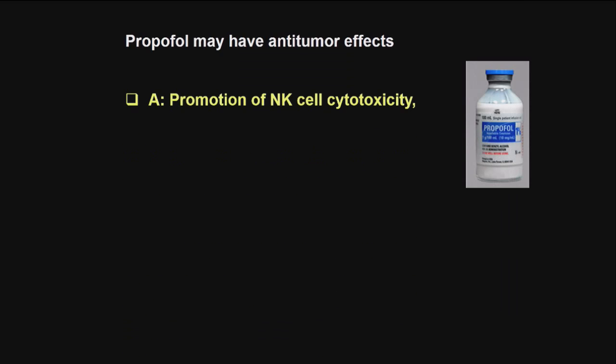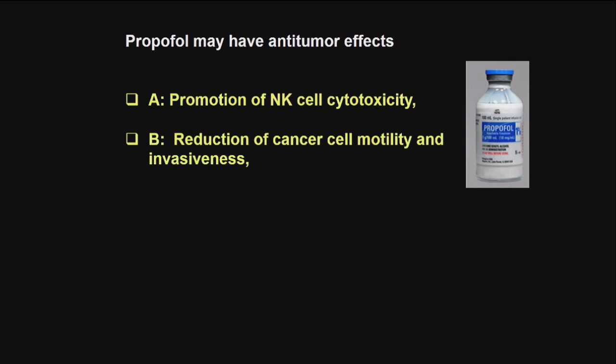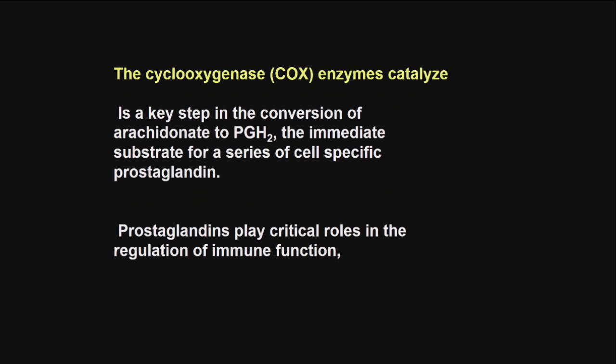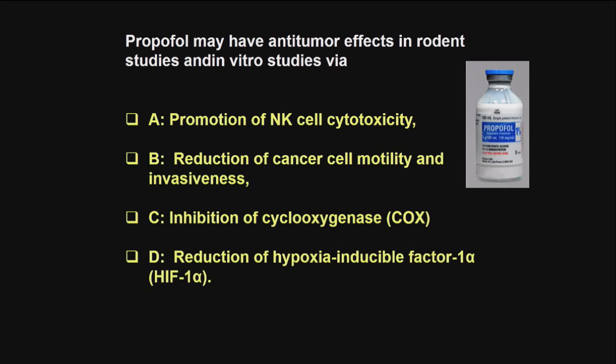But if you look at propofol, propofol promotes natural killer cell cytotoxicity, and propofol reduces the cell mortality effectiveness of the cell and inhibits glycogenesis. If you look at this, prostaglandin that's created by this COX plays a very critical role in immune function. So propofol can inhibit this, so it's better for him. The last thing that propofol also does is the reduction of the hypoxemia inducible factor 1A. That's a very important factor.